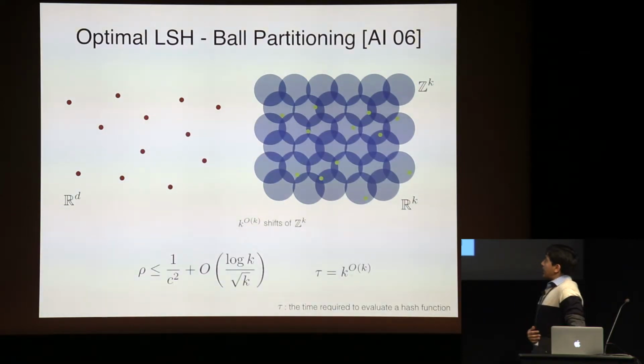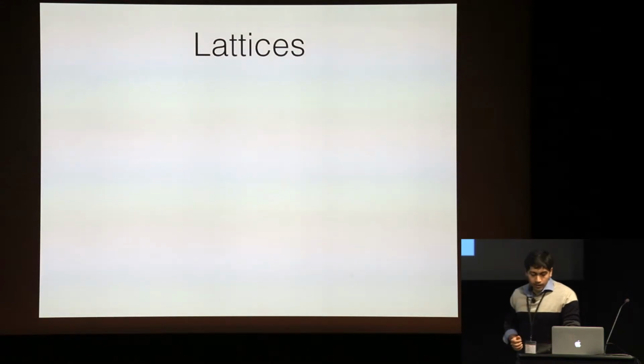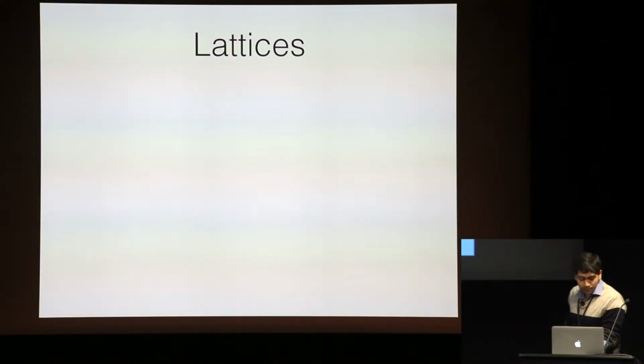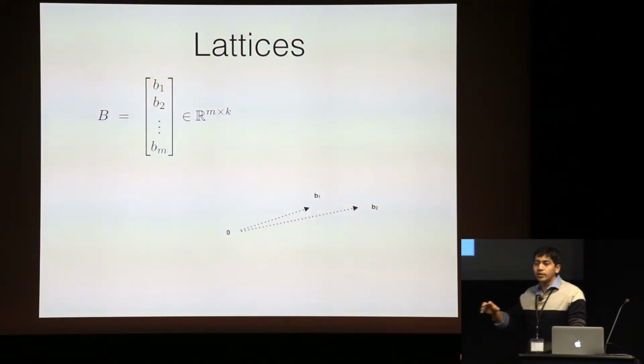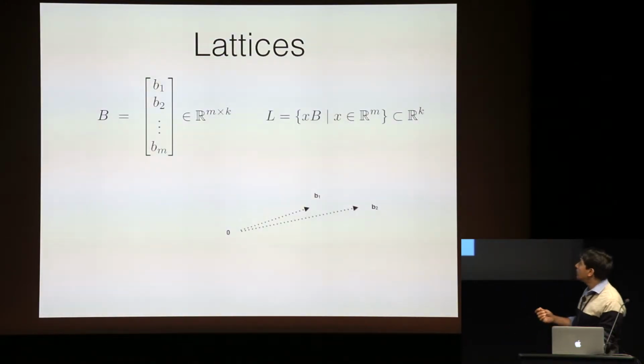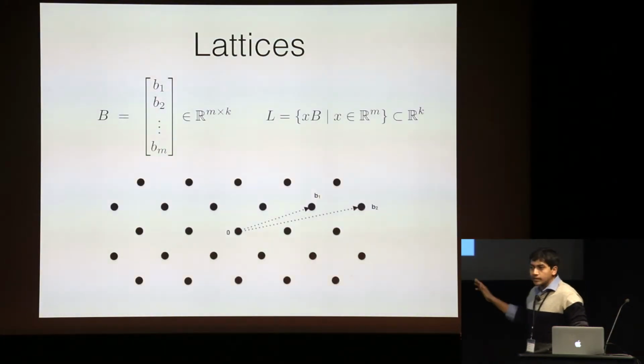To make it more practical, the authors themselves had suggested a different partitioning scheme of the space. Instead of taking exponentially many shifts of a grid of balls, they suggested taking one shift of a random lattice. Lattices induce a natural space partitioning, and they tried to use this to improve performance. So what are lattices? Just briefly going over them: lattices are a periodic arrangement of points in space, and they can be defined as the set of all integer linear combinations of some set of linearly independent basis vectors. So they look something like this.